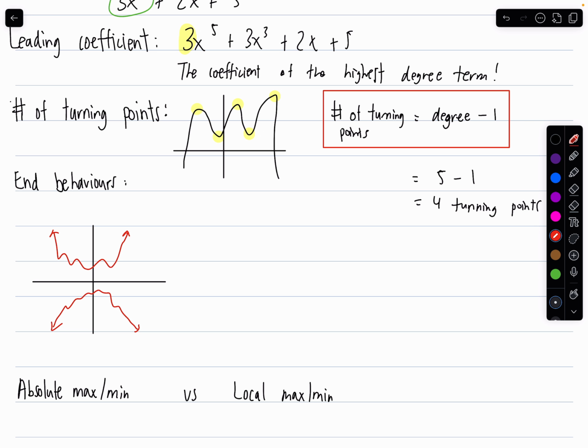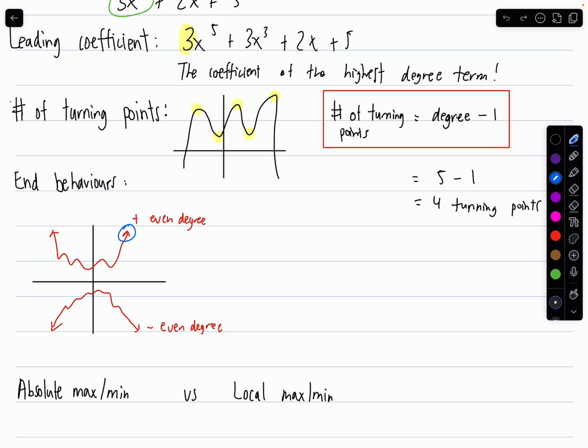So these are two types of functions, right? This would be a positive even degree function, and this would be a negative even degree function. These have different end behaviors. The end behaviors are basically the behaviors around the ends of the function. So I'm basically trying to find out what the behaviors of these ends are.